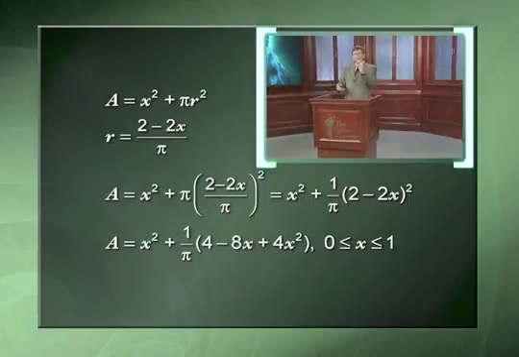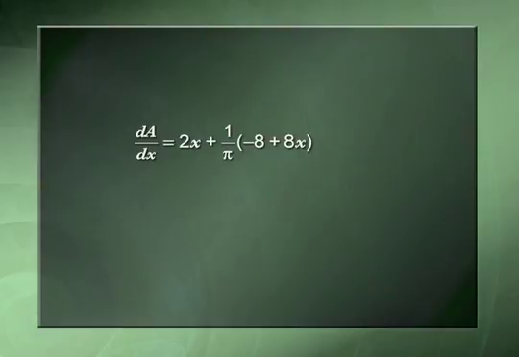All right, let's find the critical numbers. So we take the derivative of our area equation, and we get 2x plus 1 over pi times (minus 8 plus 8x), and we set that equal to 0. The calculus part, in a sense, is over. We've taken the derivative. Now we have to solve for x, and that requires some algebra. Multiply through by pi, and you get 2 pi x minus 8 plus 8x equals 0.